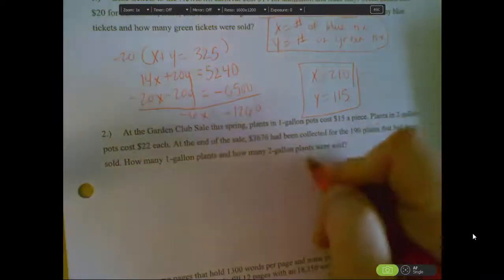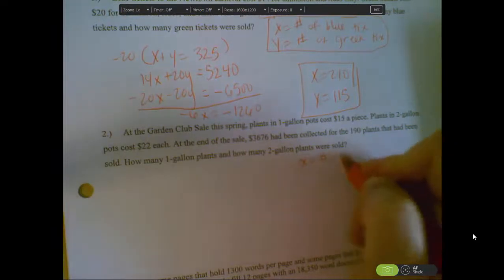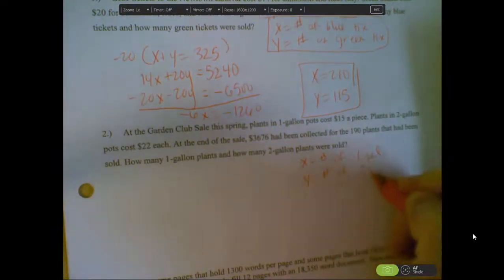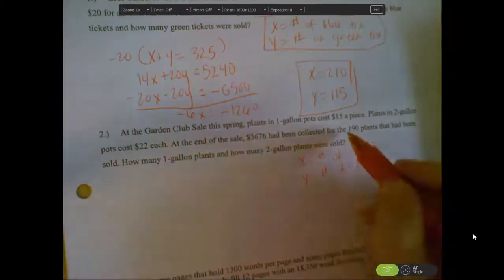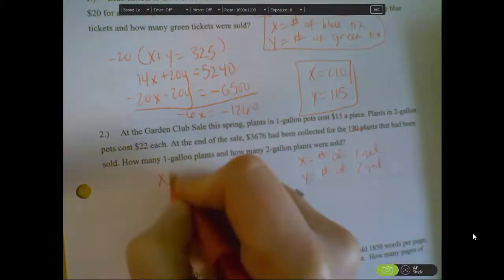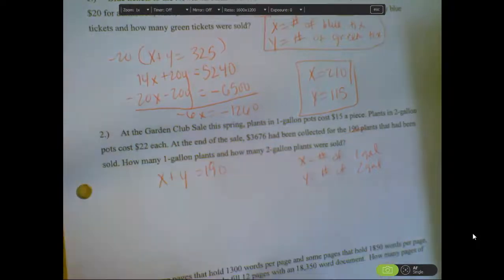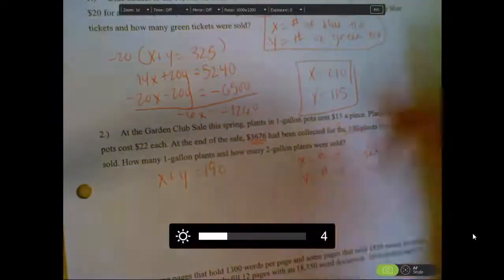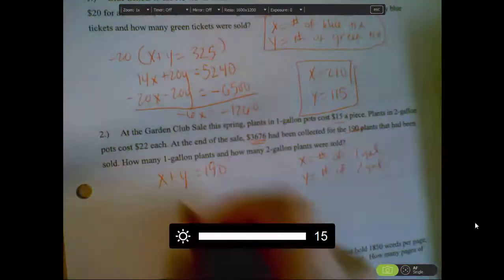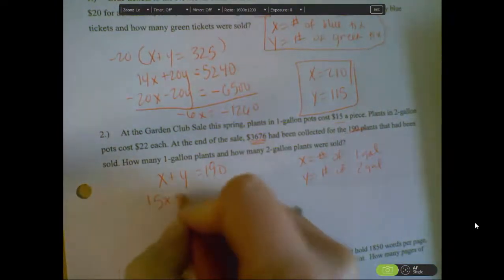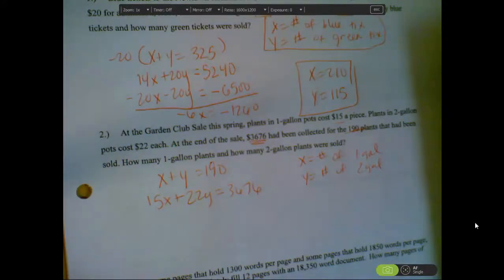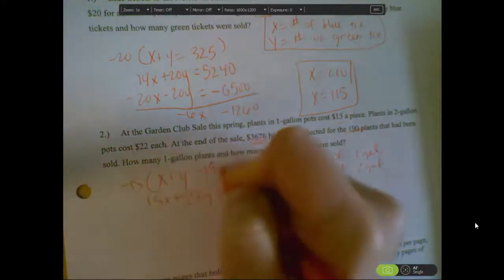Okay, x equals number of 1 gallon pots, y equals number of 2 gallon pots. So they sold 190 plants. So altogether, they sold 190. The money was that it cost 15 each for a 1 gallon, so 15x, 22 for a 2 gallon, for a total of 3676. I'm going to multiply the top by negative 15.